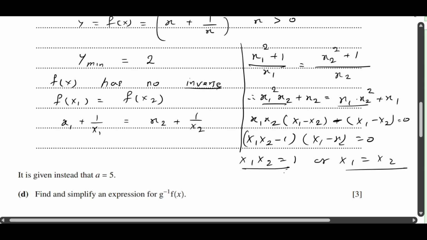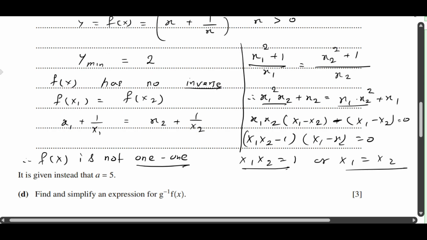Now if x1 x2 is 1, then also I have f of x1 is equals to f of x2. So therefore here fx is not 1-1, and therefore f inverse x is not possible over here.